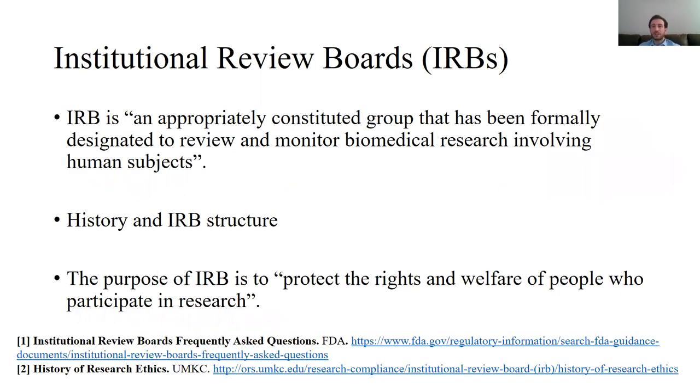So now we're gonna cover the IRB. IRB is a group of people who review and monitor research involving human subjects. So whenever you have research involving human subjects, you have to have an IRB. There's a lot of information regarding the history and the structure of the IRB. I provided that in the reference and you can look at that. But the main purpose of the IRB is to protect the rights and the welfare of people participating in research.